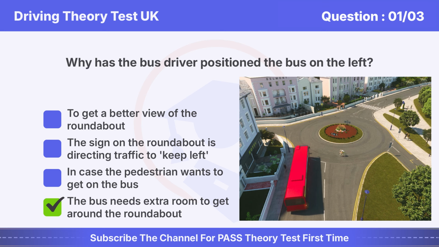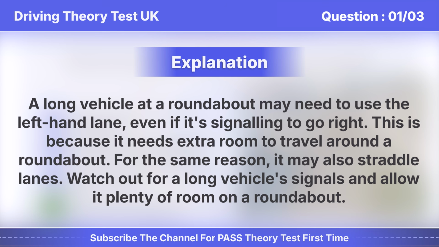Answer is D. The bus needs extra room to get around the roundabout. A long vehicle at a roundabout may need to use the left-hand lane, even if it's signaling to go right. This is because it needs extra room to travel around a roundabout. For the same reason, it may also straddle lanes. Watch out for a long vehicle's signals and allow it plenty of room on a roundabout.